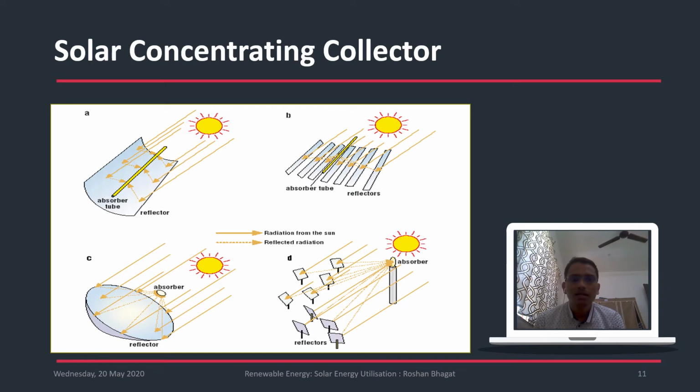Again, in flat plate collectors the temperatures are limited to 70 to 90 degrees Celsius. In a concentrating collector, the temperatures can reach more than 90 degrees Celsius. That is one of the advantages of using a concentrating type of collector. Temperatures well above 90 degrees Celsius can be easily achieved with the help of a concentrating type of collector.